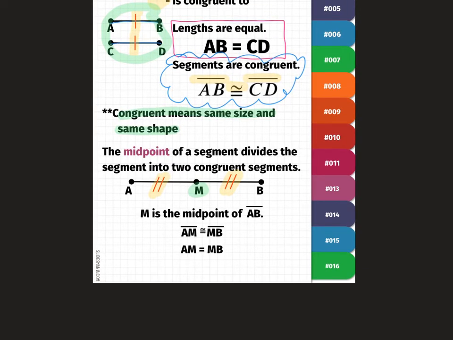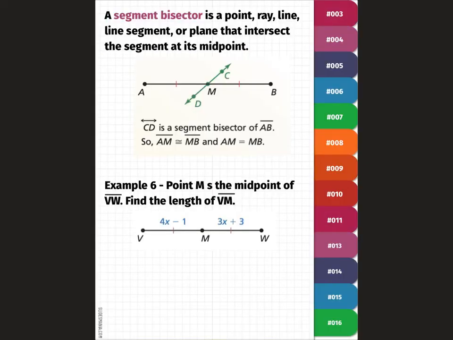So because M is the midpoint, I can then say that segment AM is congruent to segment MB. And then by them being congruent, I can say that their lengths are equal. So I hope that makes sense.